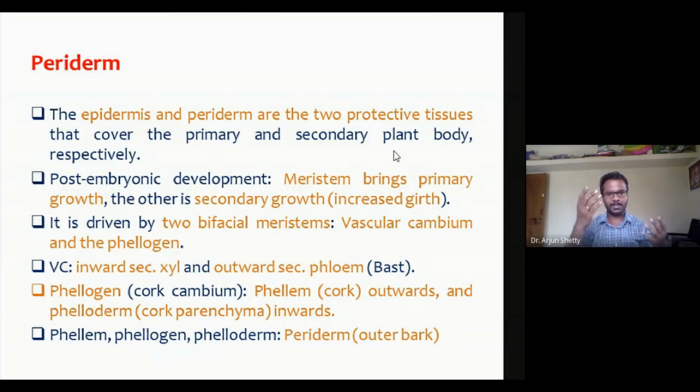One more point, actually, Jyoti madam may explain at the time of explaining the different anatomical type study.